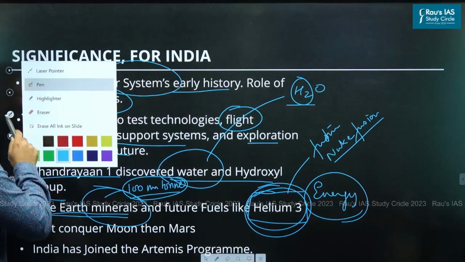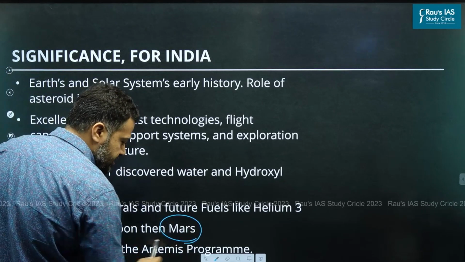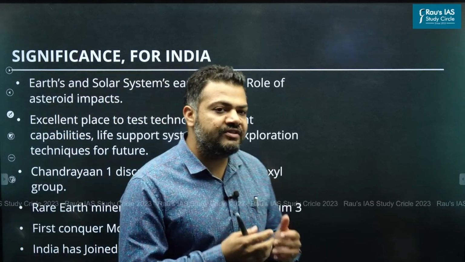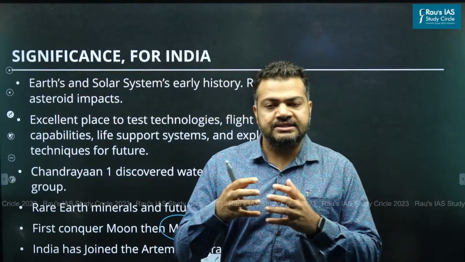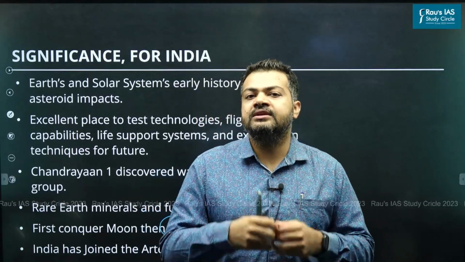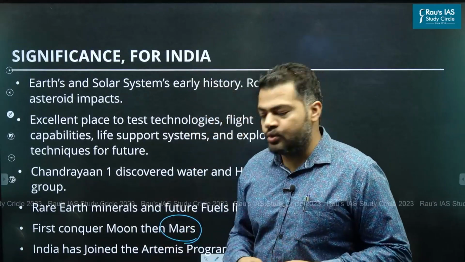Then the long-term objective of many space organizations is to conquer Mars, to colonize Mars. But the wiser thing would be if we can develop technology to first set up a space station on the moon, then that technology can obviously be replicated for an even farther object like Mars. So first conquer the moon and then go to Mars.